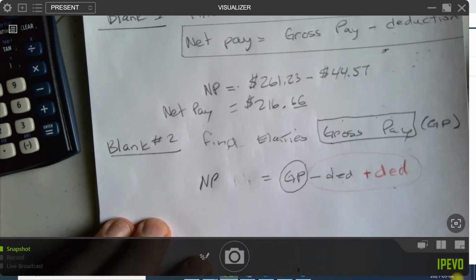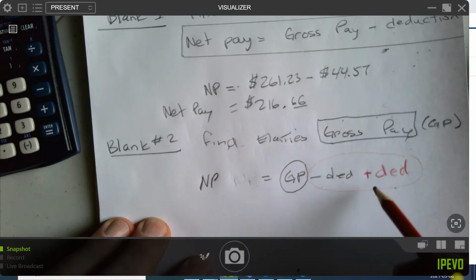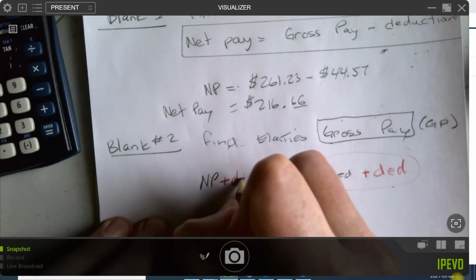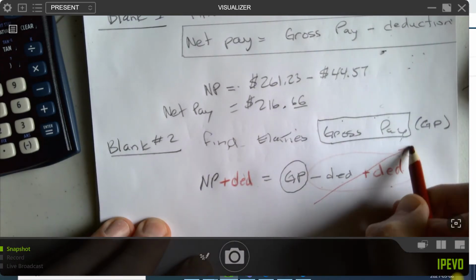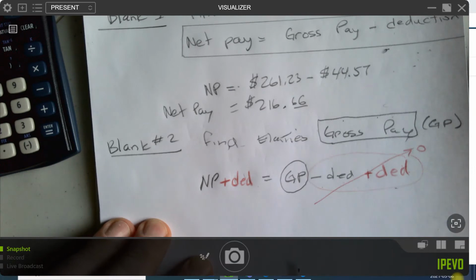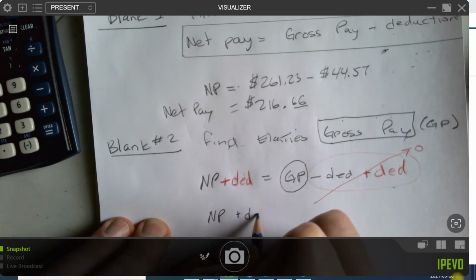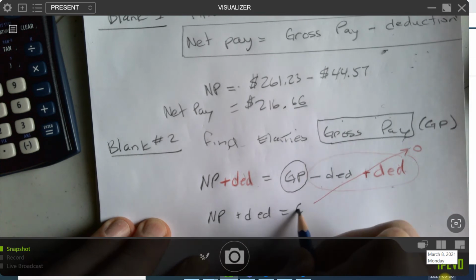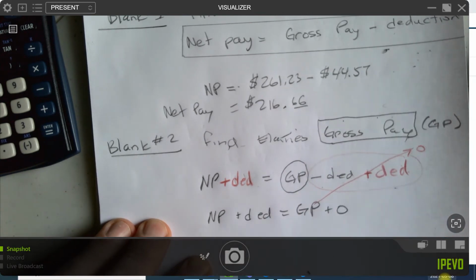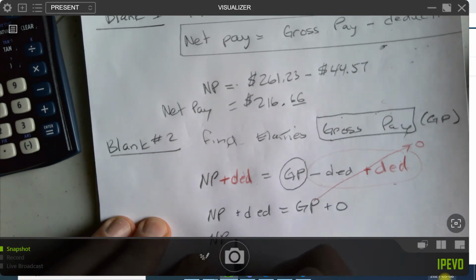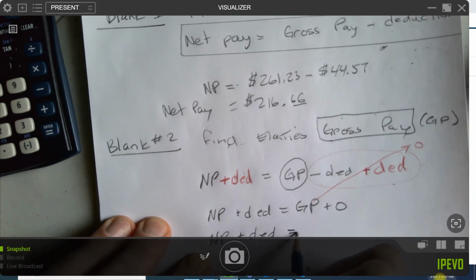But whatever I do to this side of the equation, remember this is the equal sign here, it's kind of like a balance beam. Whatever I do to this side of the equation, I have to do to the other side of the equation. So if I go plus deductions on that side, I have to go plus deductions on this side. Well, guess what? This whole thing goes to 0, right? So what do I get? I get net pay plus deductions equals gross pay plus 0. But gross pay plus 0 is the same as gross pay. So my formula, I've just rearranged to create gross pay.